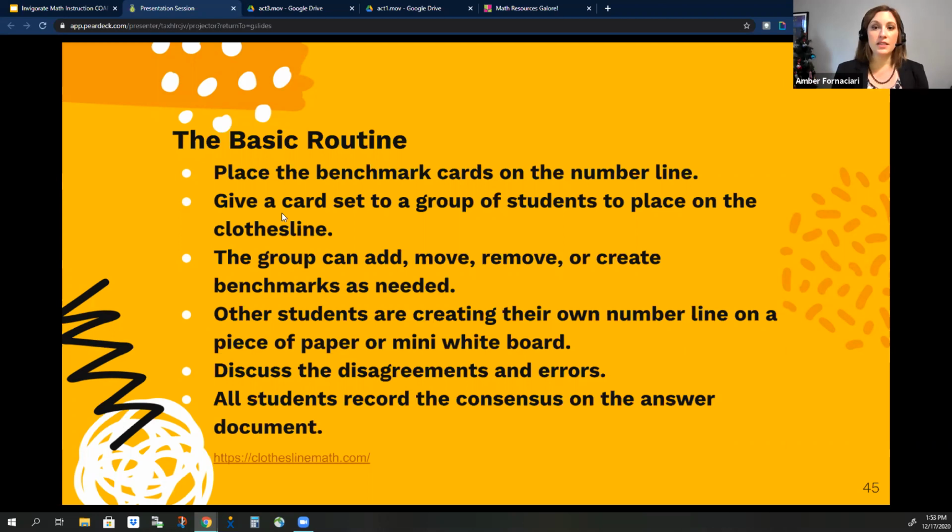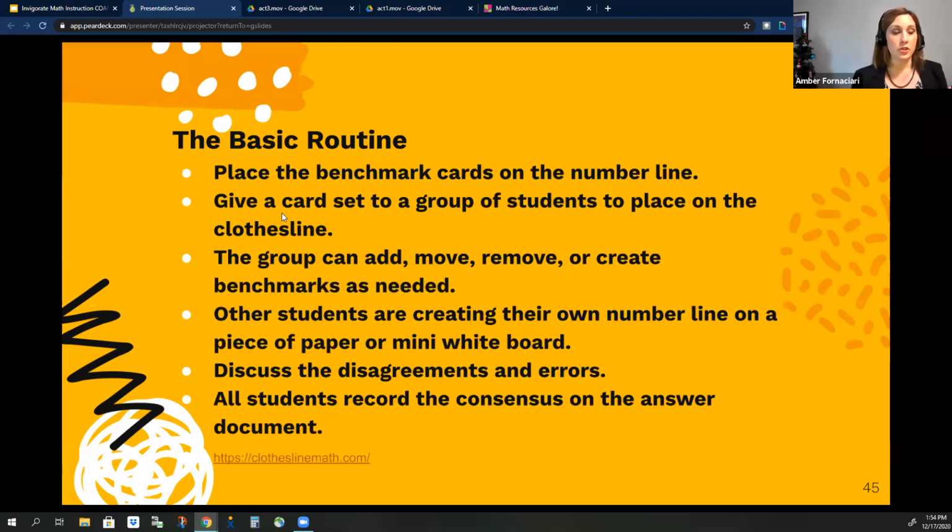Even if you're in a virtual setting and you can't have a clothesline, if you are presenting, you could have your clothesline and ask students to do it on paper. That would be an alternative. It's obviously not quite as kinesthetic, right, as every student working together and getting it there.